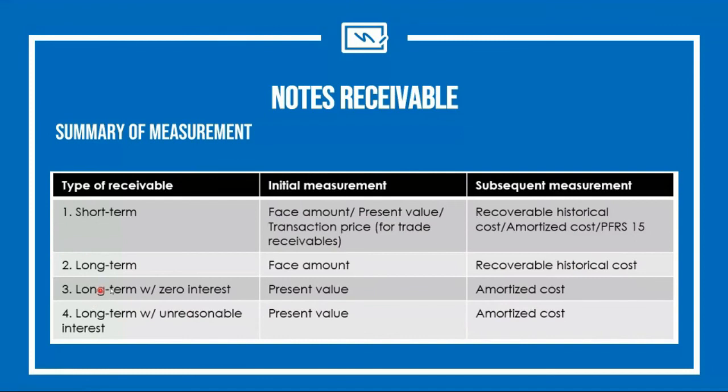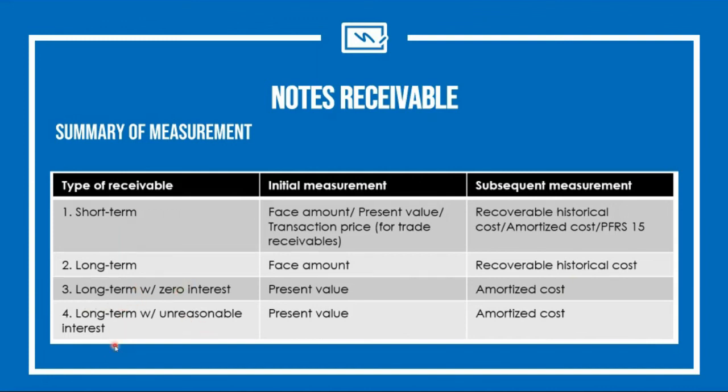Ngayon, kapag long-term pero zero interest, ibig sabihin hindi ka naningil ng interest, ibig sabihin nakatago or imputed yung interest natin dyan. So in that case, since the interest rate is imputed, we need to look for it and compute for the present value of the receivable. And from your amortization, you're going to measure the amortized cost, okay, together with the amount of interest applicable for the periods relating to the long-term receivable.